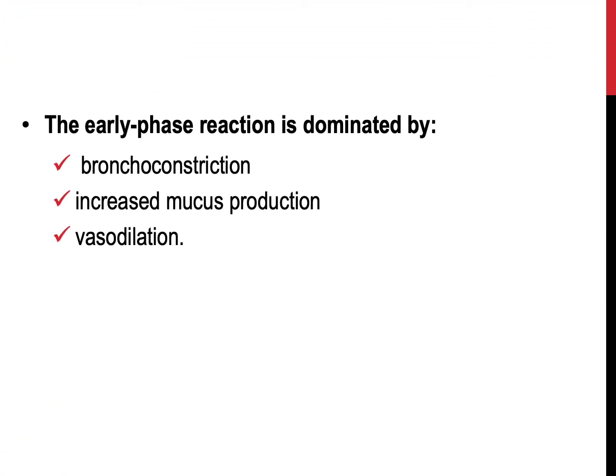The early phase reaction is dominated by bronchoconstriction, increased mucus production, and vasodilation. Bronchoconstriction is triggered by mediators released from mast cells, including histamine, prostaglandin D2, leukotrienes, for example, leukotriene C4, D4, and E4, and also by the reflex neural pathways.